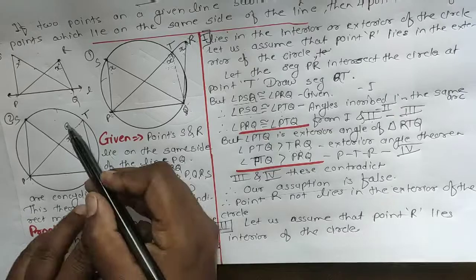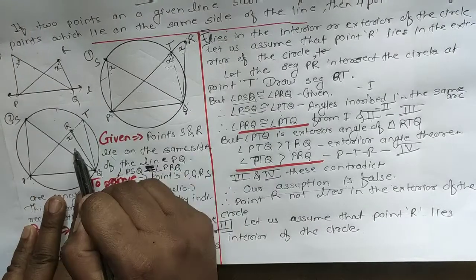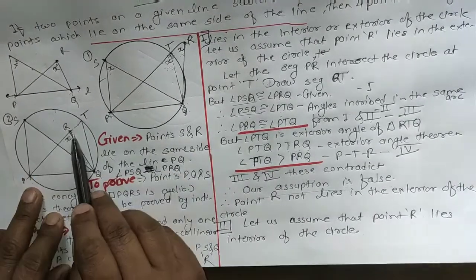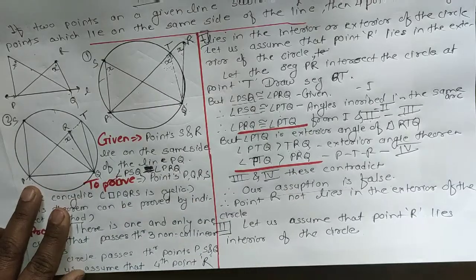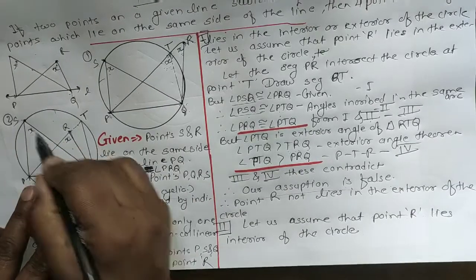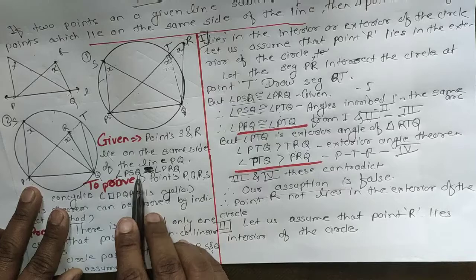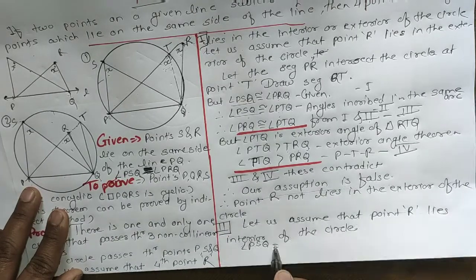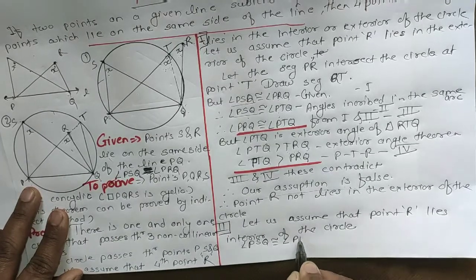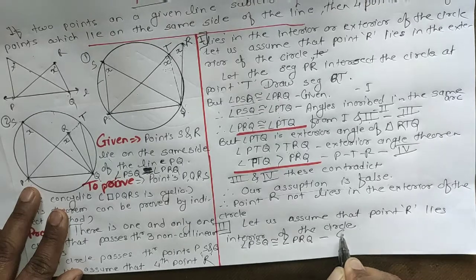If it lies in the interior of the circle, then first of all, what was given is that angle PSQ is congruent to angle PRQ, and it is given.